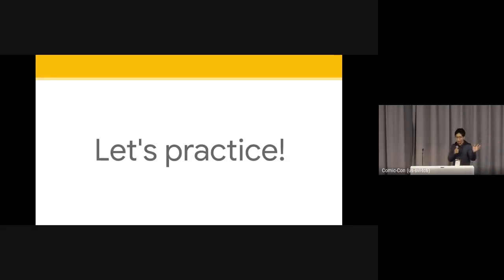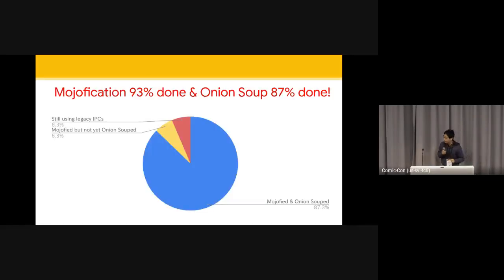Okay, so let's practice. I am pushing forward Modularization and Onion Soup. So many people in so many teams have contributed to making progress, and it's so amazing. So what's the current status? It's amazing. Modularization is 93% done, and Onion Soup is 87% done.